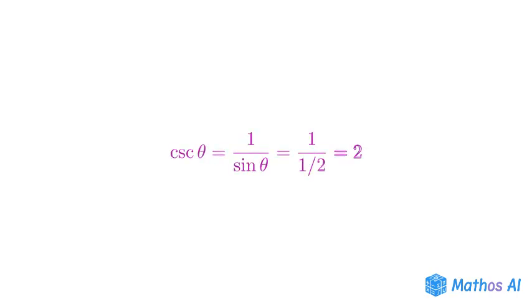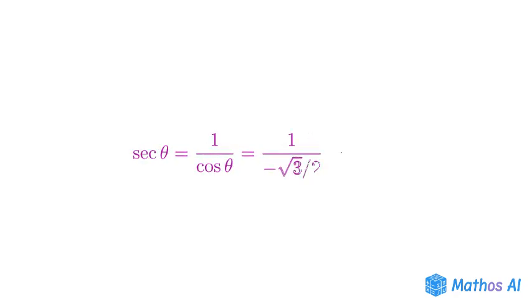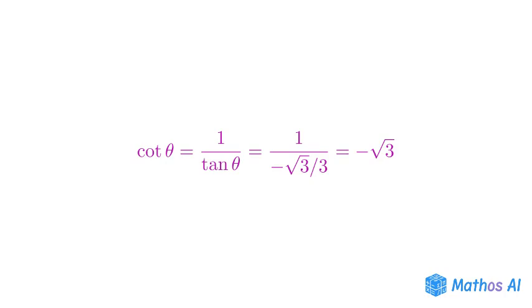Now for the reciprocal values. Cosecant is the reciprocal of sine, so it's 2. Secant is the reciprocal of cosine, which simplifies to negative 2 square root of 3 over 3. And finally, cotangent is the reciprocal of tangent, resulting in negative square root of 3.